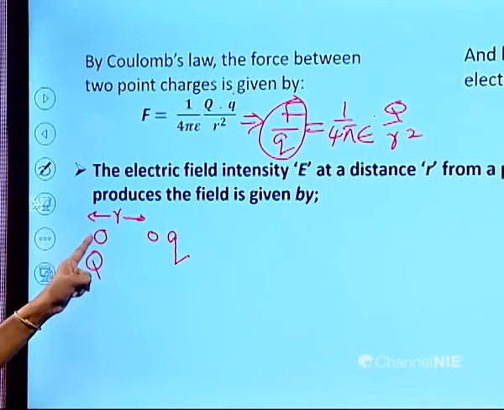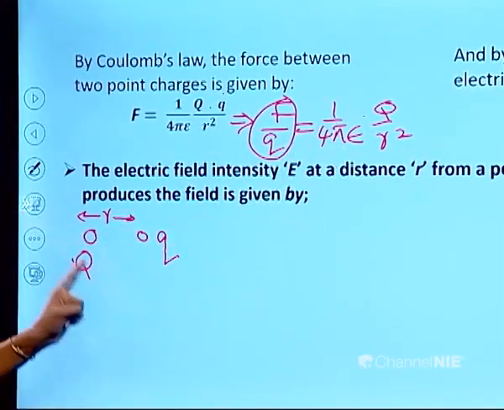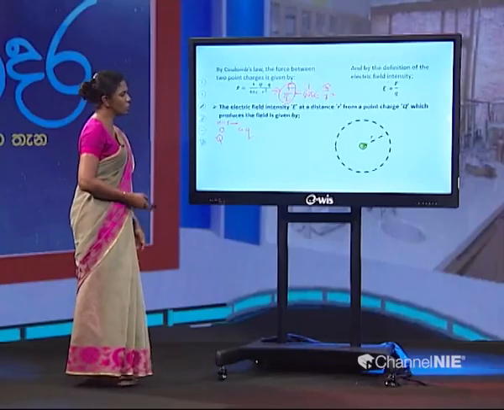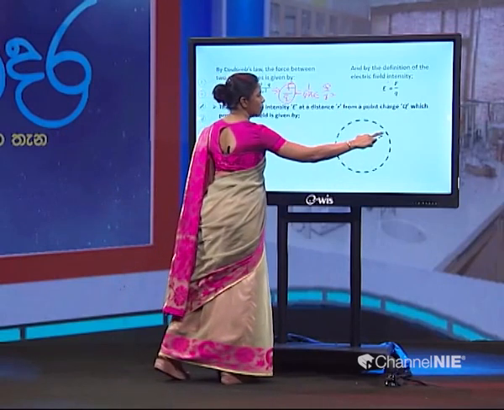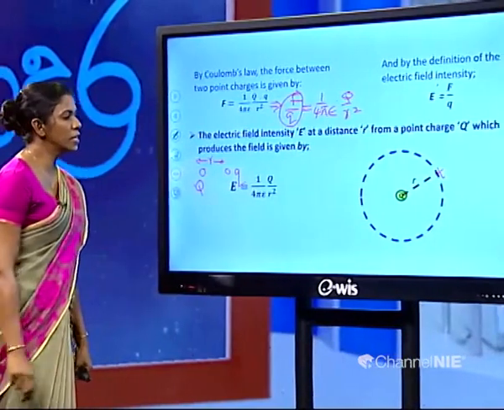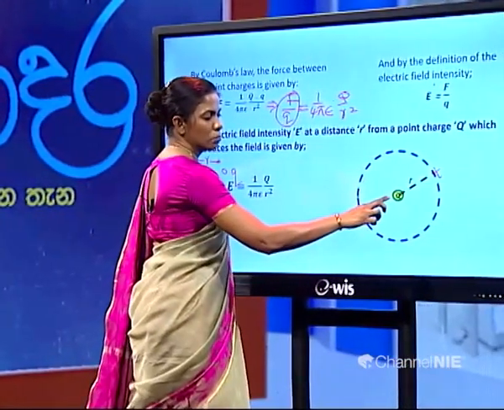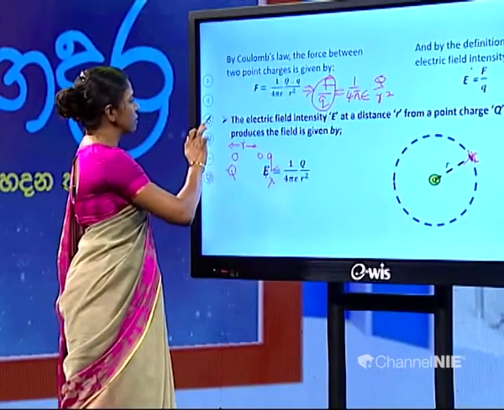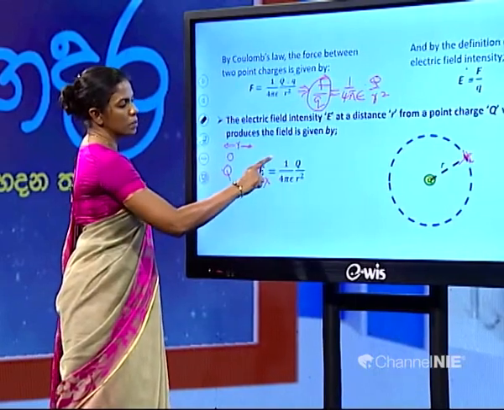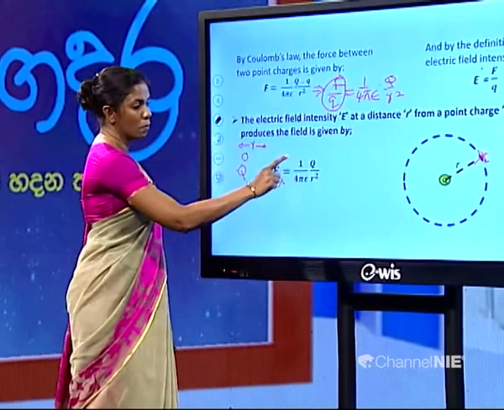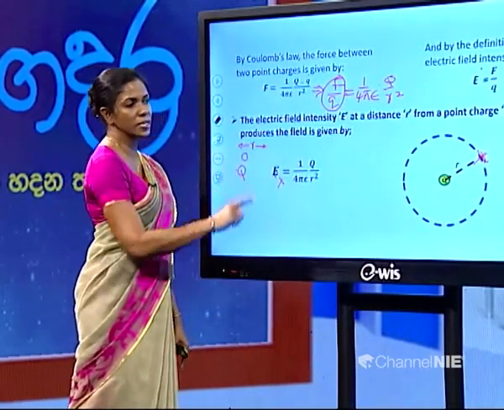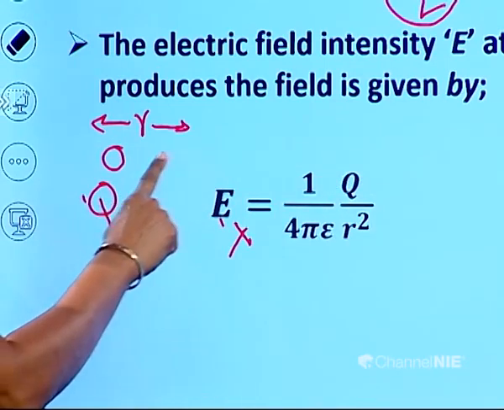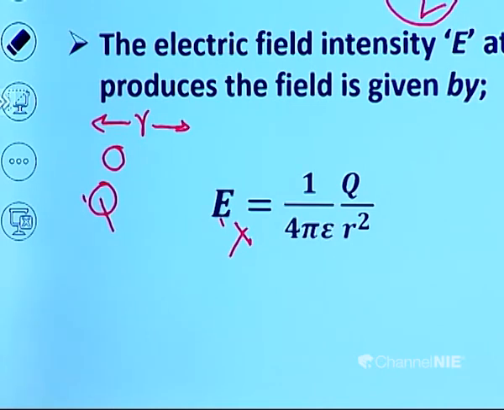So the electric field intensity produced by the capital Q charge at a point at distance r from it is given by that expression. If you think of a point x here, the electric field intensity produced by the capital Q charge at a distance r at point x is given by the expression Ex equals 1 upon 4 pi epsilon Q by r squared. Let me explain it one more time. The electric field intensity at point x at a distance r from the source charge Q is given by the expression E equals 1 upon 4 pi epsilon Q by r squared.